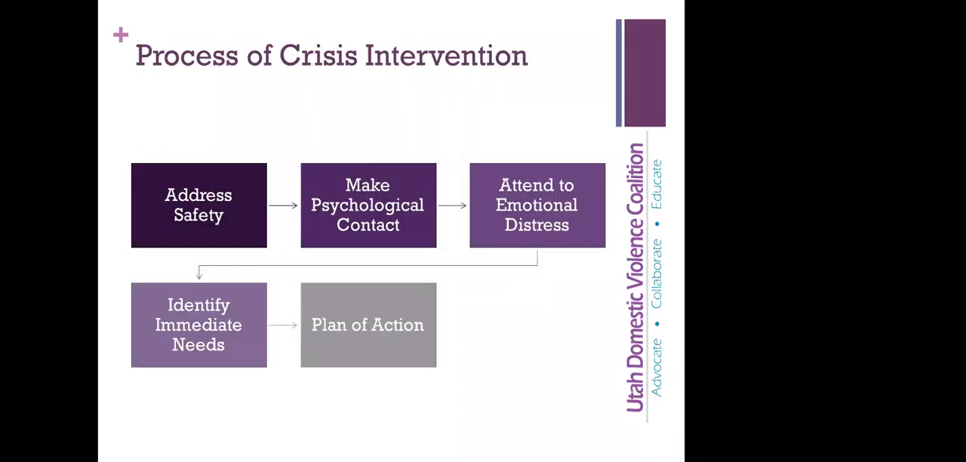We'll jump more into all of these as the presentation goes on, but ultimately, with the process of crisis intervention, we want to address the safety of the individuals first and foremost. We want to make psychological contact with them, attend to their emotional distress, identify the immediate needs they're looking for, and then create a plan of action or a safety plan around everything we've discussed with the individual.